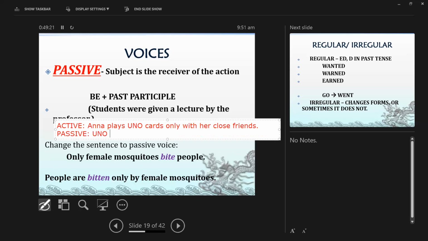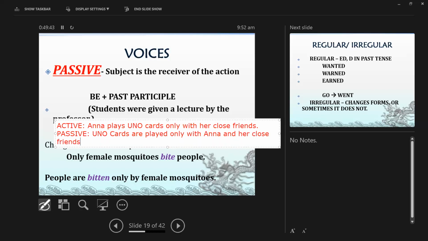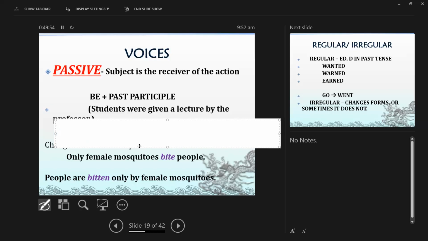Uno cards are played only with Anna. Only with Anna and her close friends. So, Anna plays Uno cards, and then versus Uno cards are played only with Anna and her close friends. Okay? Does anyone want to give another example? No. Active.